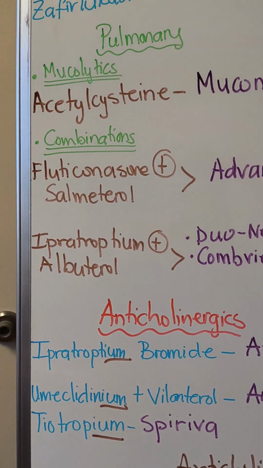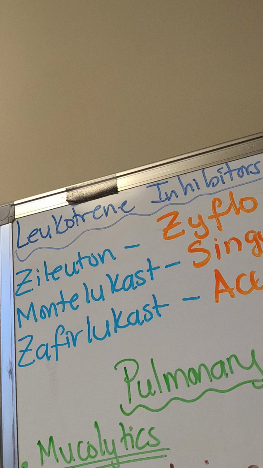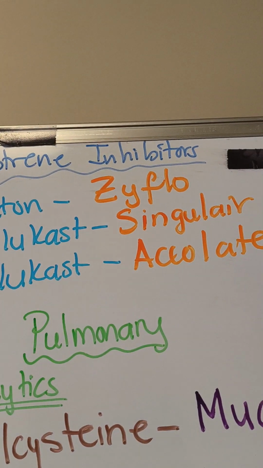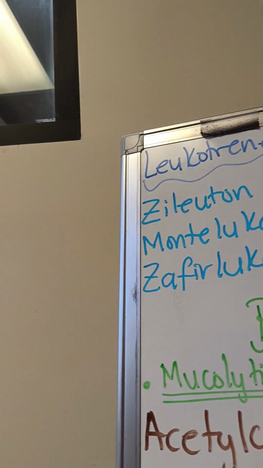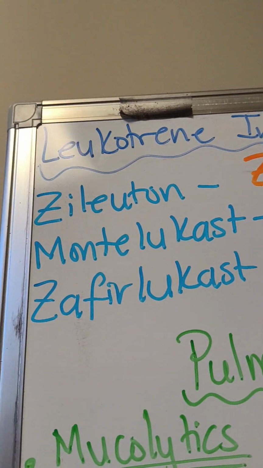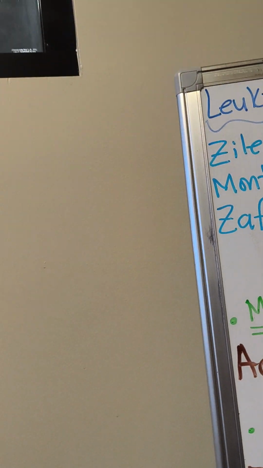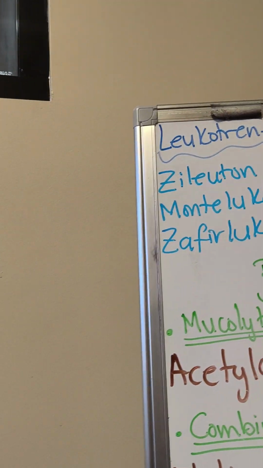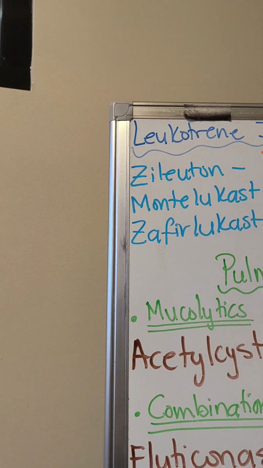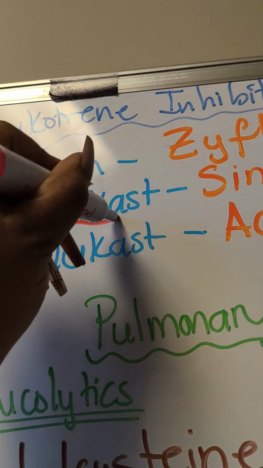The last subcategory here is leukotriene inhibitors. We have three leukotriene inhibitors. The first one is zileuton. Zileuton is Zyflo. Zileuton is ZI, but Zyflo is ZY. So zileuton is Zyflo. Then we have two that end in lukast. Montelukast and zafirlukast. Montelukast is Singulair. Zafirlukast is Accolate. So lukast.